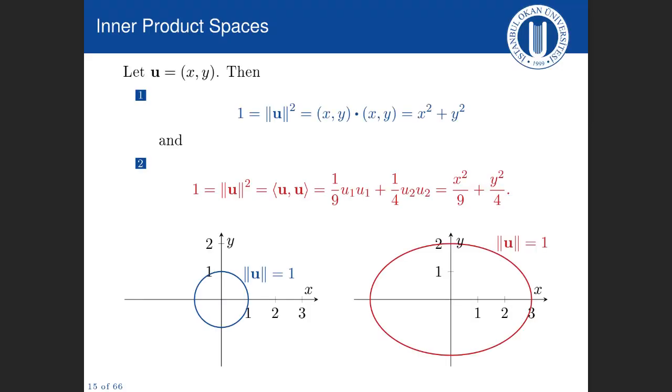So then let's draw them. In blue, I've drawn the unit circle with respect to the Euclidean inner product on R2. And in red, I've drawn the unit circle with respect to this weighted Euclidean inner product on R2. Using a different inner product gives us a different unit circle. It gives us different unit vectors.